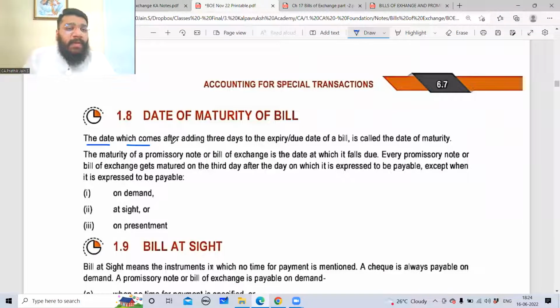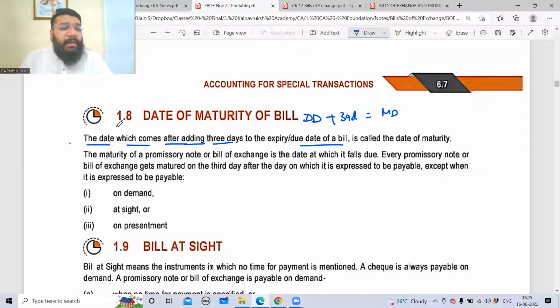The date which comes after adding 3 days to the due date, that is, due date plus 3 grace days, is equal to the maturity date. Theoretically here also, and in our special book also, the same wording is given.